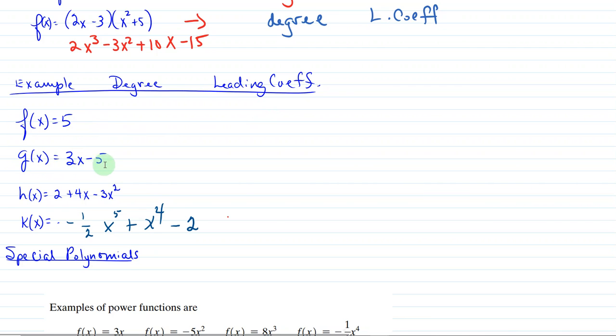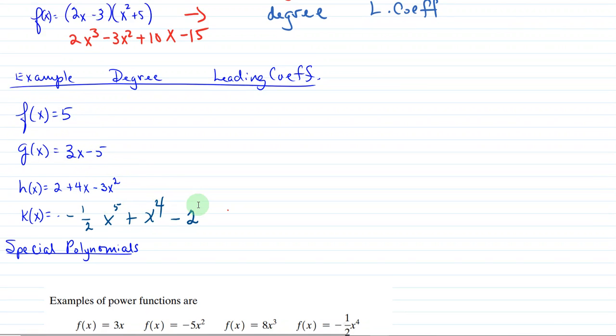G of x equals 3x minus 5. The understood exponent right here is 1. So this is a first degree. This one would be a second degree. This one would be a fifth degree. So you just look for the highest exponent. If there's not even an x in it, that's a 0 degree. If there's an x but no exponent, that's a 1 that's understood.